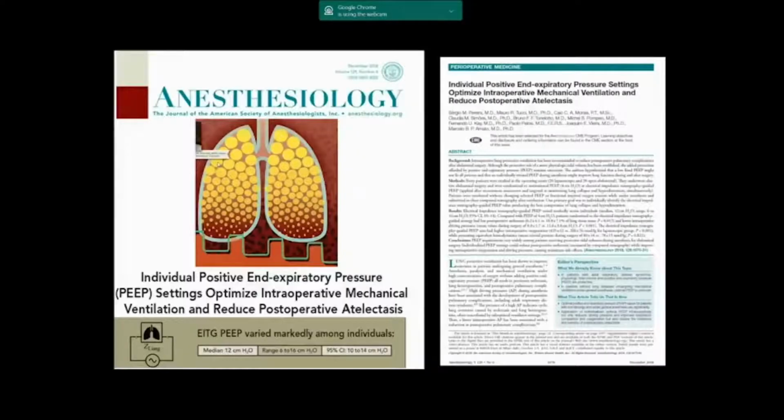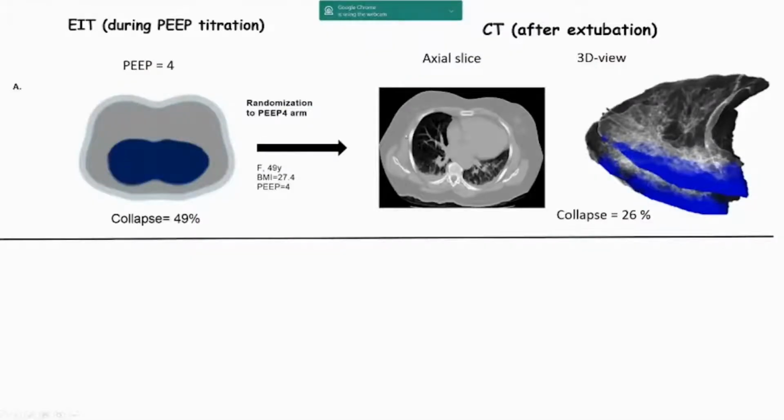In a recent paper published in Anesthesiology, our group has shown that mechanical ventilation per se, even in patients with normal lung, can cause massive atelectasis, much more than what you could predict from the PEEP levels you applied in these patients. And these are patients with abdominal surgery. This is an EIT image.